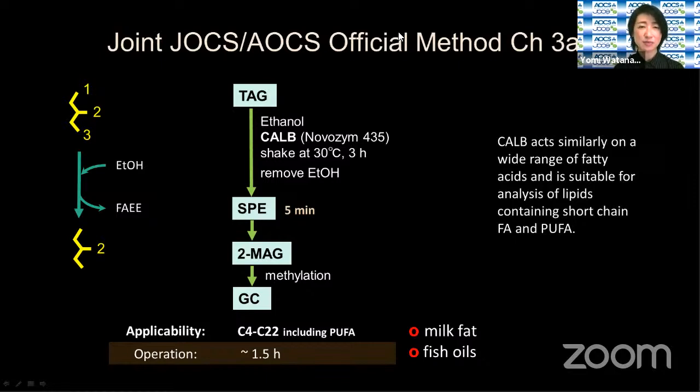Instead of pork pancreatic lipase, a commercial lipase from Candida antarctica, such as Novozym 435, is used to selectively convert fatty acids at the SN3 position or 1 position of TAG to ethyl esters. The resulting 2-MAG is isolated by solid phase extraction and brought to GC analysis. It has been shown that CalB is able to catalyze reactions with fatty acids of almost any chain length or degree of unsaturation. Thus, this method is applicable to oils with short-chain fatty acids in food fats.